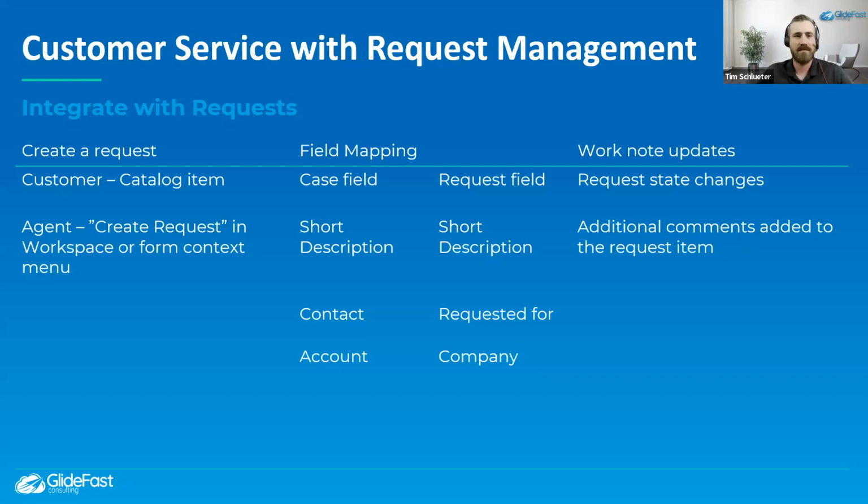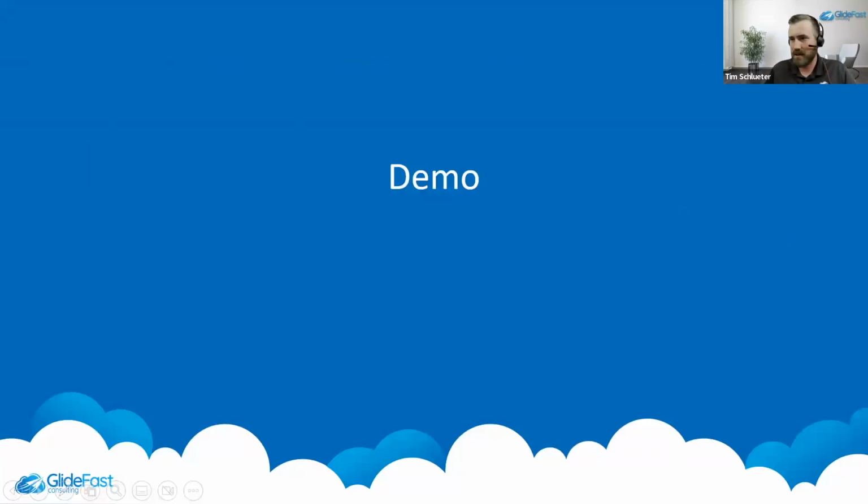Their request can be submitted by them. Not a lot of information is passed through, just a short description. There is a variable set that's included with this plugin that you can add to your catalog items that will allow the customer to enter their name and then the account they're associated with. And then just the request state changes, and then any additional comments added to the request item will be pushed to the work notes of the case. And I'll show you what that looks like here as well.